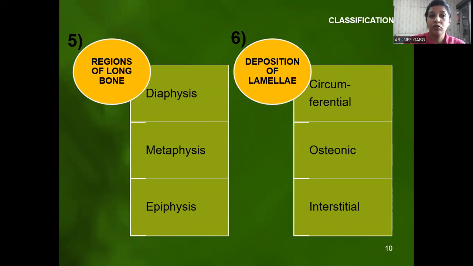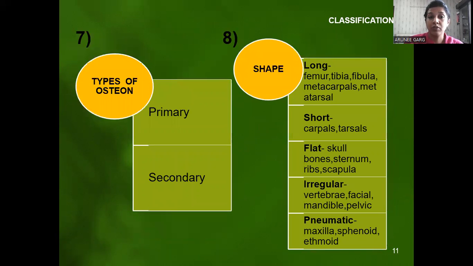Bones classified based on region of the long bone are diaphysis, metaphysis, and epiphysis. These are the parts of the long bone. Deposition of lamellae: circumferential lamellae, osteonic lamellae, and interstitial lamellae. Based on types of osteon, there are primary and secondary bone.